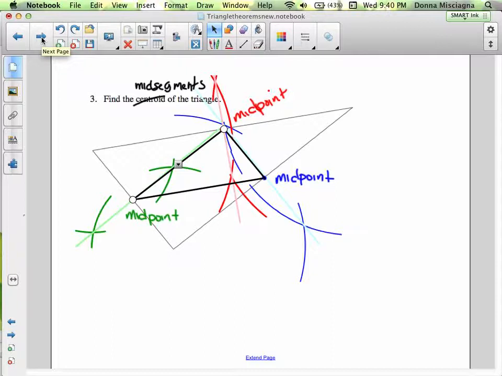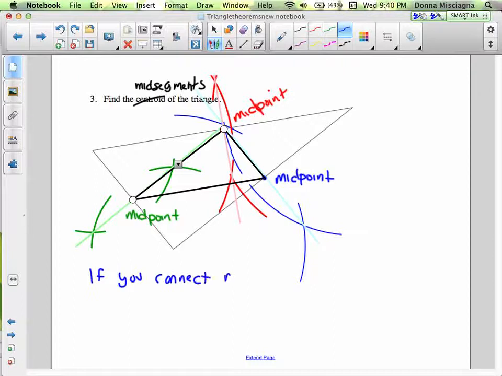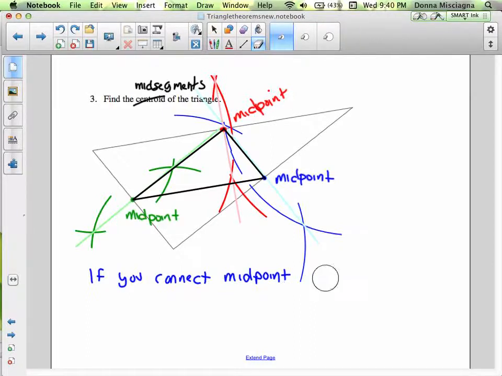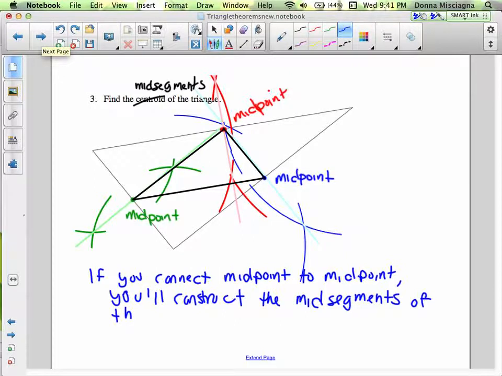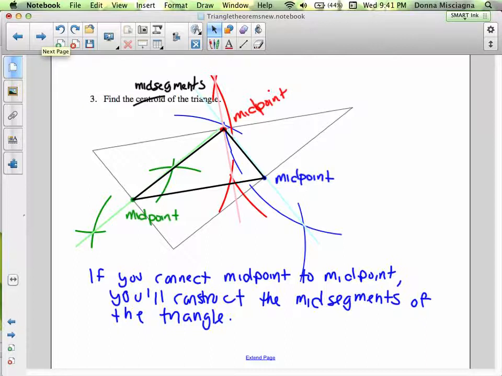You still do those same 3 perpendicular bisectors, but instead of connecting midpoint to vertex, if you connect midpoint to midpoint, you'll construct the mid-segments of the triangle instead. So it's the exact same construction, just connecting it differently. All right, so that's how you construct the median and the mid-segments.